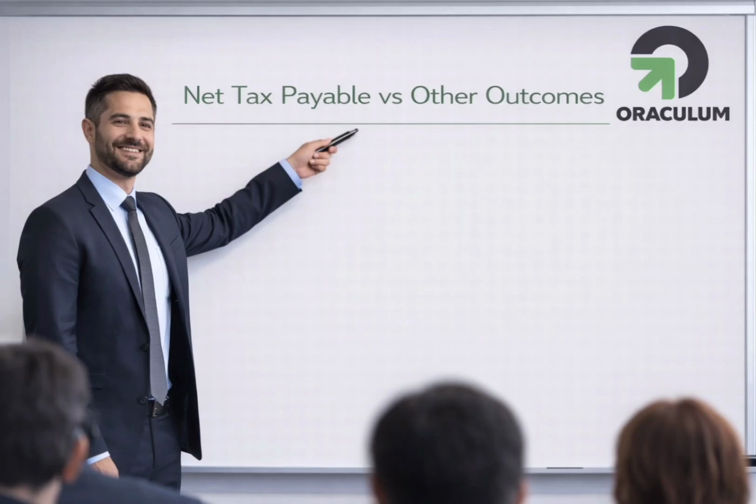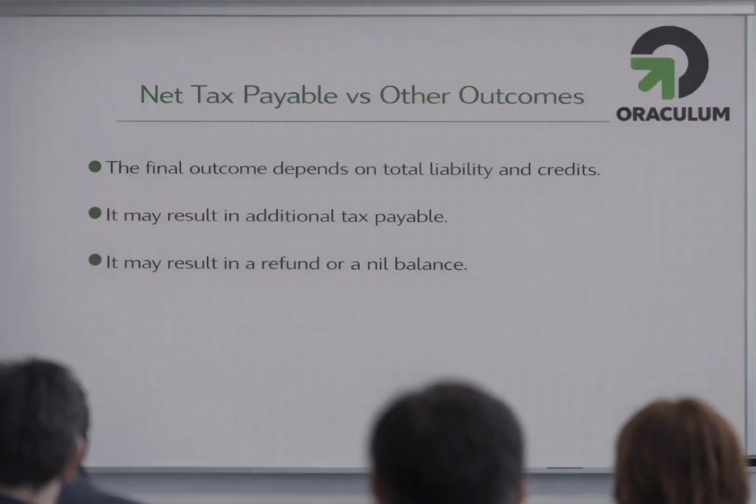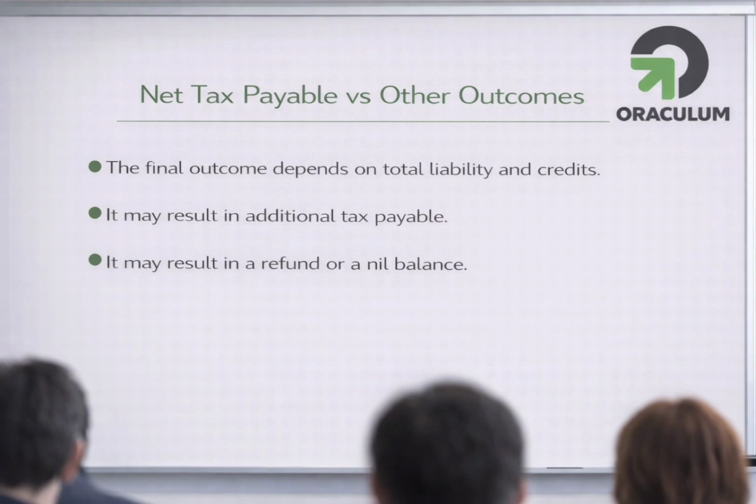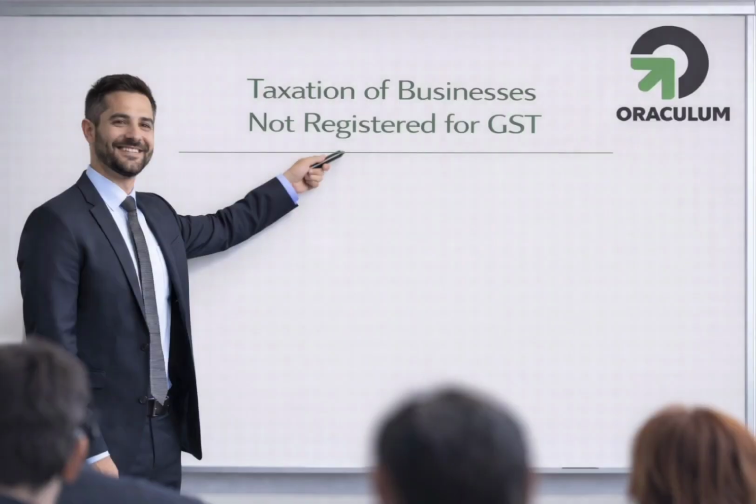Net tax payable versus other outcomes. A tax return determines the final liability after adjusting for payments and credits. The outcome may be additional tax payable, a refund due to excess payments, or a nil balance where obligations are fully met.